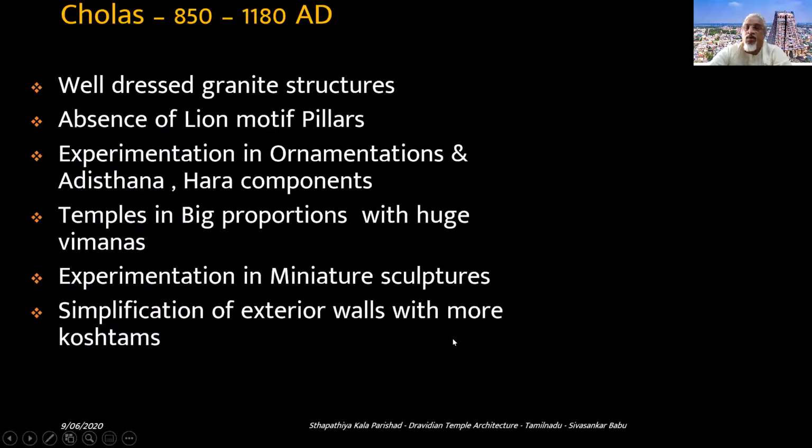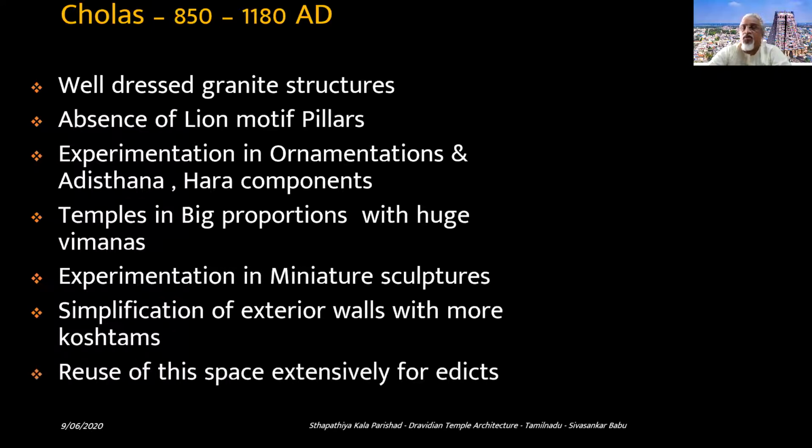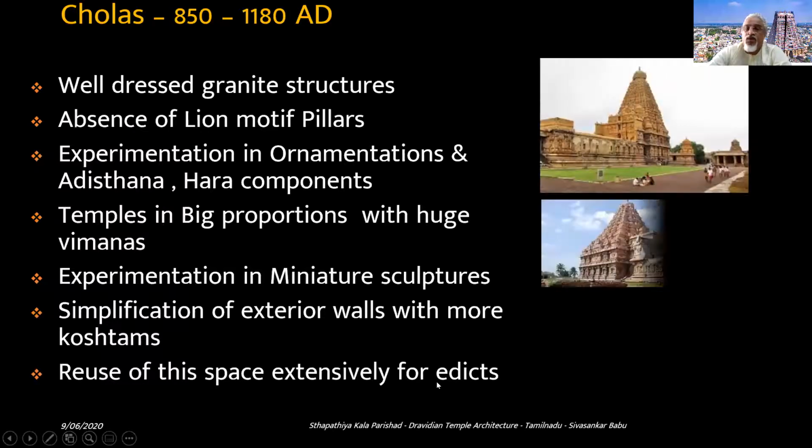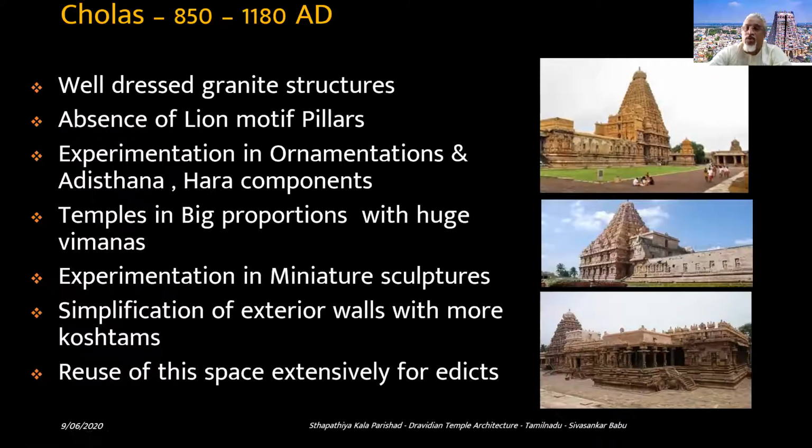So the exterior walls were simpler, with more kostas and kumbhapancharas, and this gave them a lot of space for putting inscriptions. So these are the three major temples of the period which are UNESCO monuments: Tanjavur, Gangaikonda Cholapuram, and Darasuram.